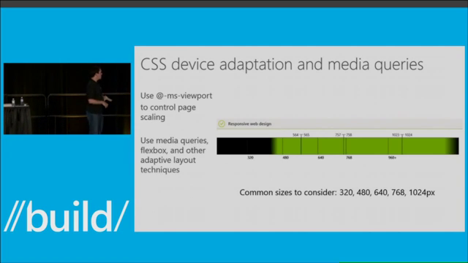So once you've taken advantage of scaling using CSS device adaptation, or the @MSViewport tag, then you can use traditional adaptive layout techniques like media queries, Flexbox, and other APIs to make your content relayout or adapt depending on the size that it's rendered in.